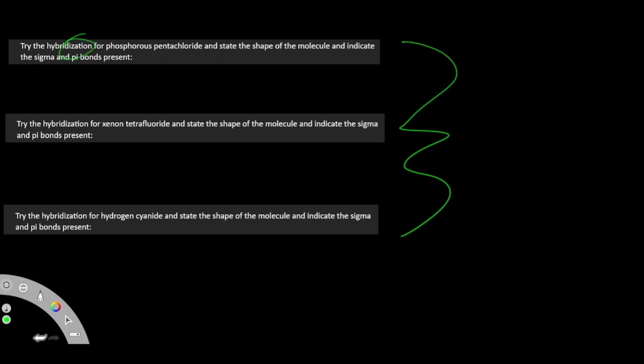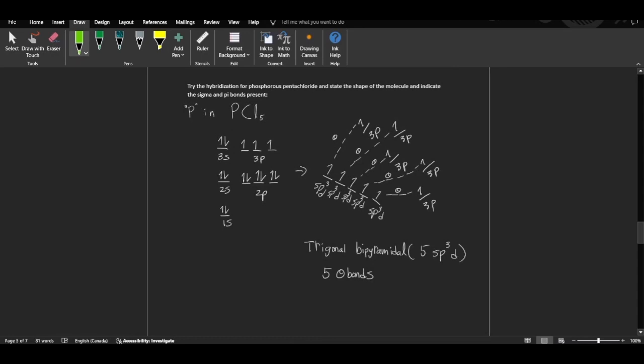So please try these review questions, our green questions of the day. Try the hybridization for these compounds in question: phosphorus pentachloride, xenon tetrafluoride, and hydrogen cyanide. And for each one, state the shape of the molecule and indicate the sigma and pi bonds that are present. Please pause the video, give it a try. I will show you the answer shortly. These are the answers.